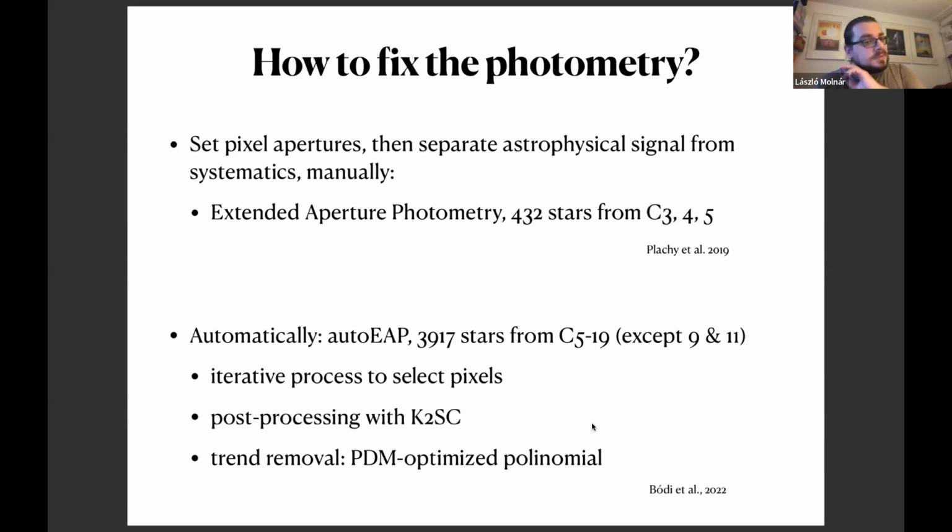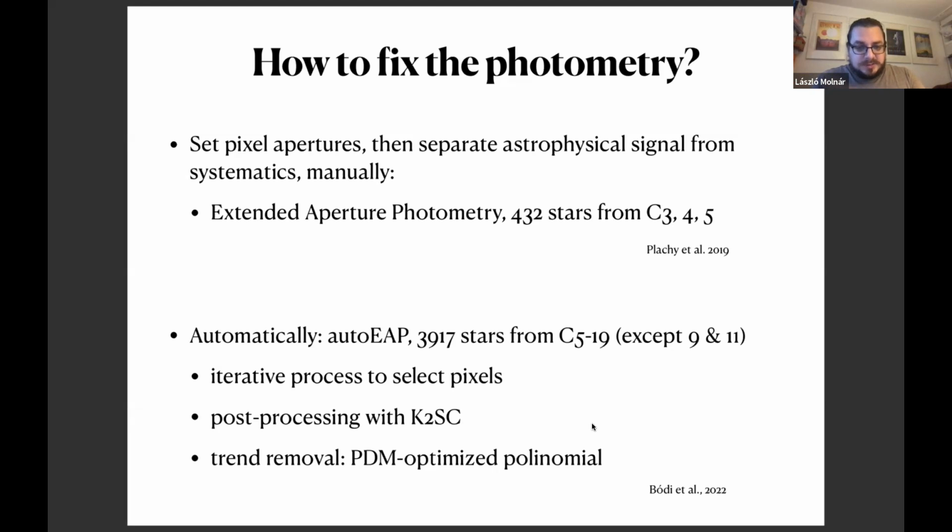So we developed our own system where we select the pixel apertures, then separate the astrophysical signals and the systematics coming from the movement of the telescope. We first did this manually, and we managed to do it for 400 stars from campaigns 3, 4 and 5. But of course, this wasn't really feasible to upscale to thousands. So we put in more work and more thinking, and then managed to automatize this process.